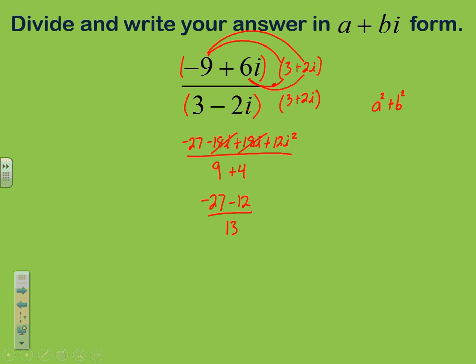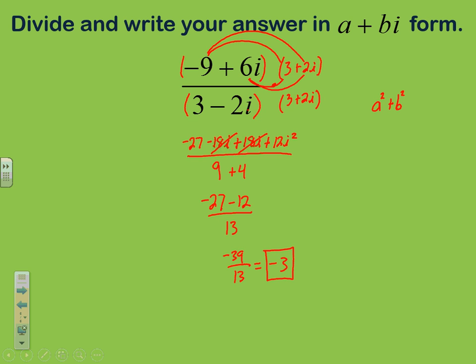And just keep going in the numerator: negative 27 minus 12 will give you negative 39 over 13, which simplifies very nicely to a single integer, negative 3.